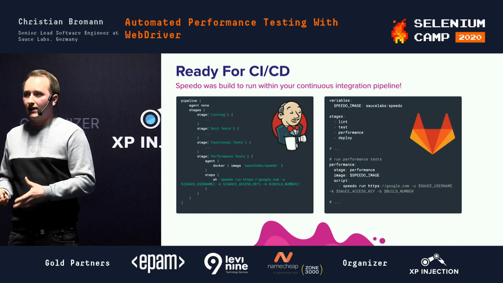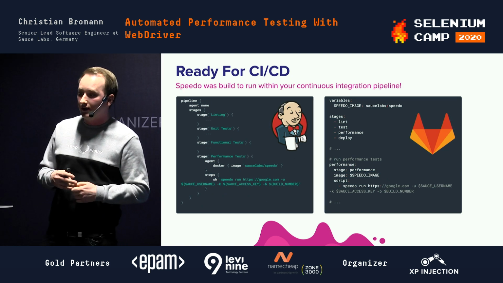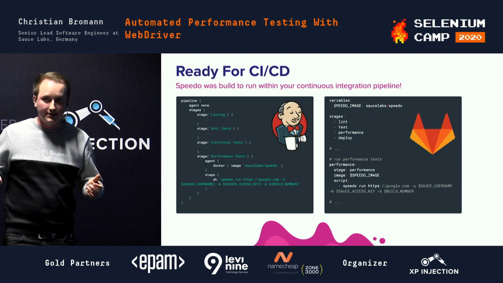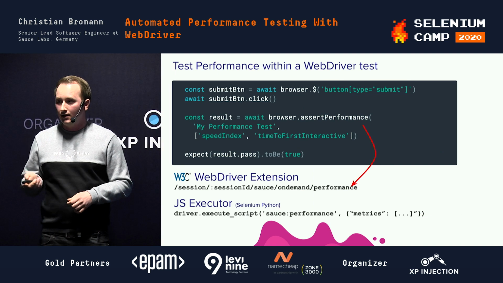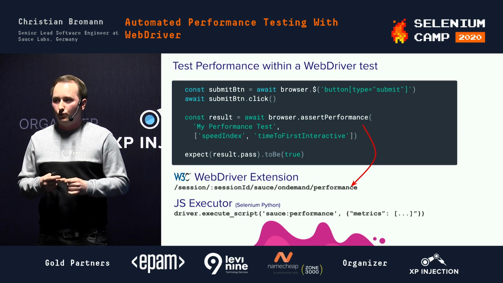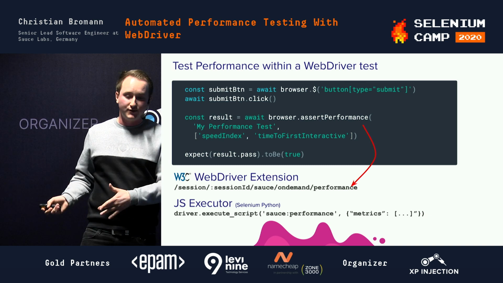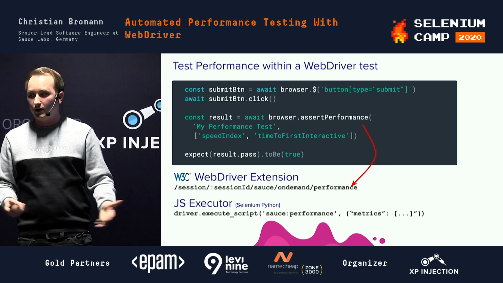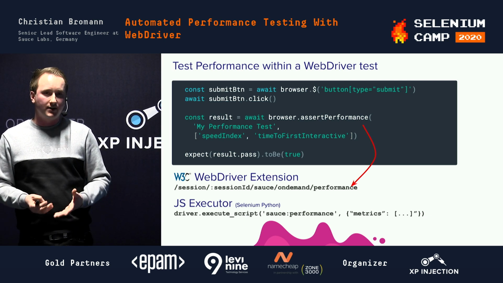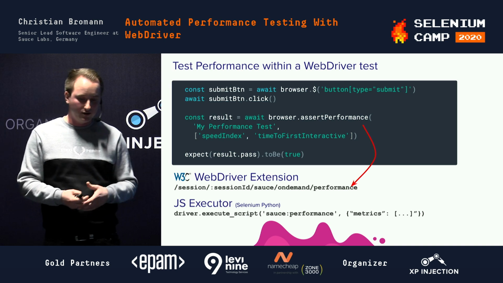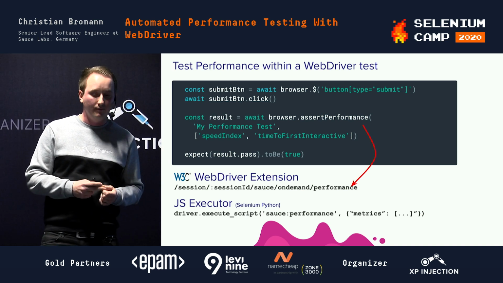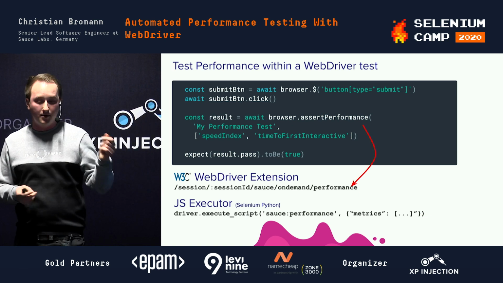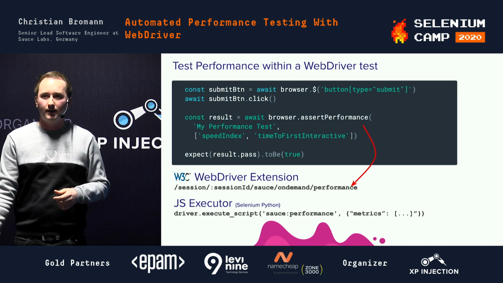And Speedo's ready for CI/CD. That means you can use the Docker container and just put it into your Jenkins, GitLab, Circle CI pipeline, just as easy. And instead of Speedo, you can also use any kind of framework. If you have Selenium currently running in Python or Java, you can use that too. We extended the WebDriver protocol with an extension that allows you to call certain endpoints to test the performance of your application. In WebDriver.io, the example above, since I'm maintaining it, I already provided a command for it.